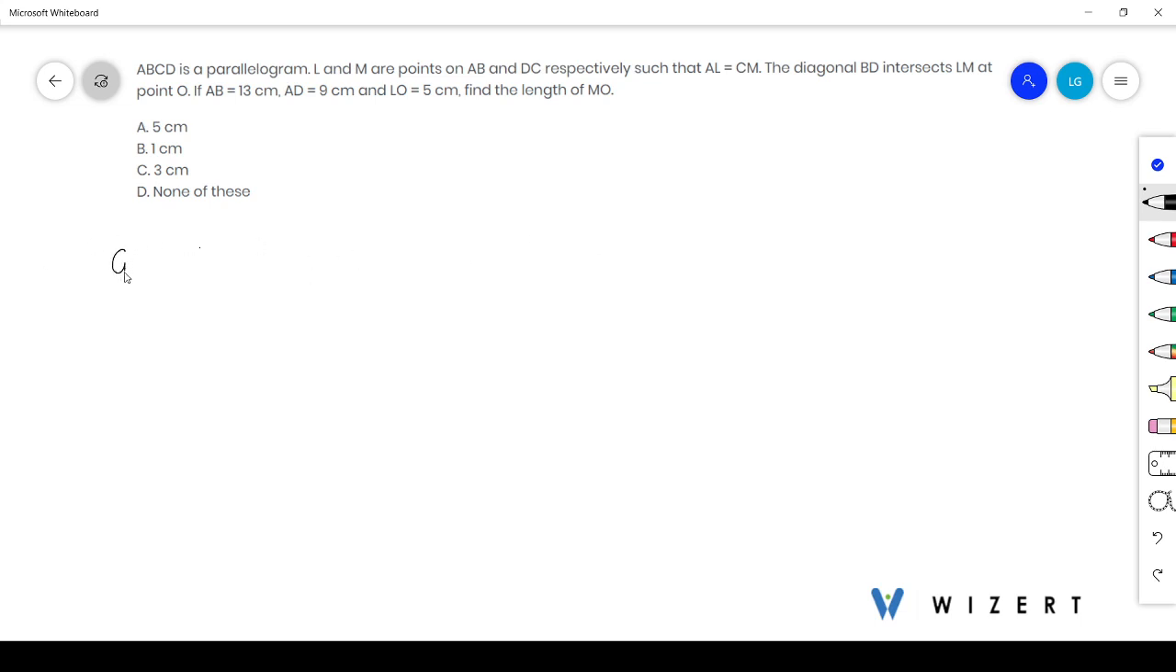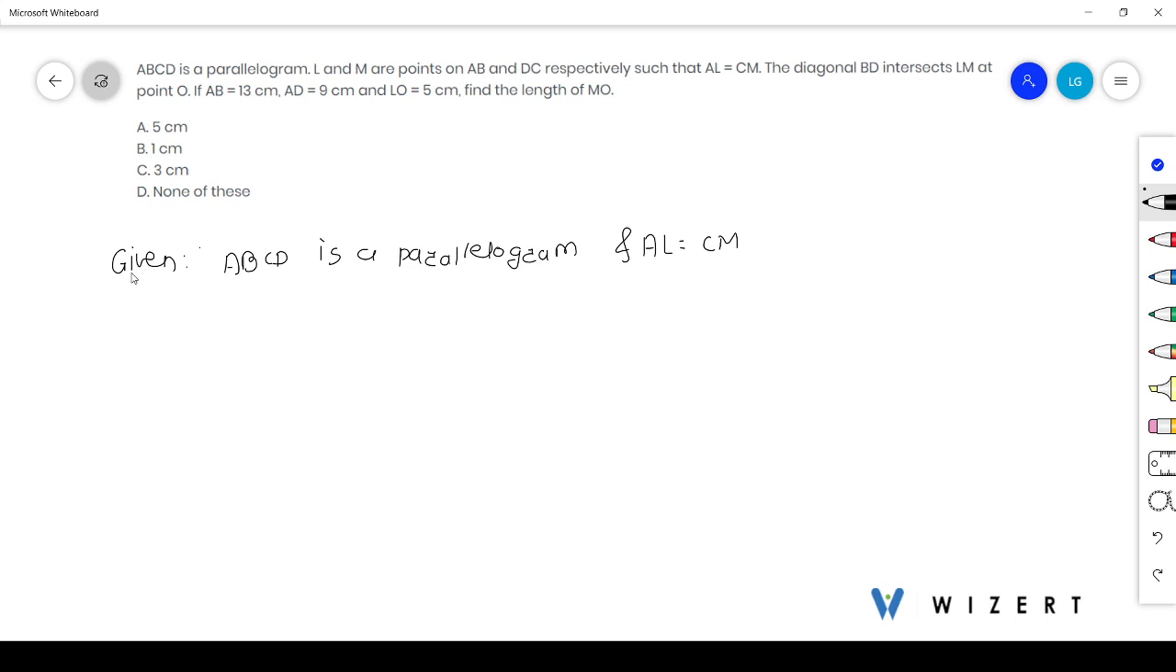Here we have given that ABCD is a parallelogram and AL equals CM.